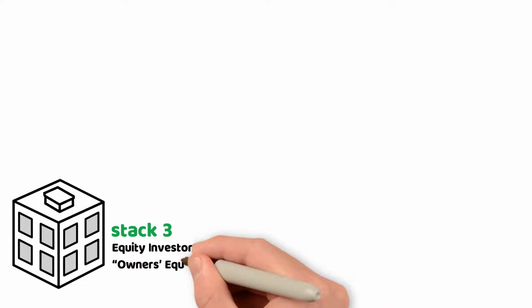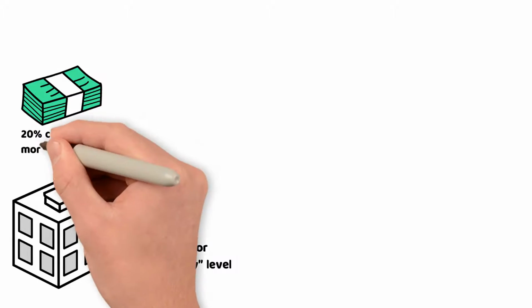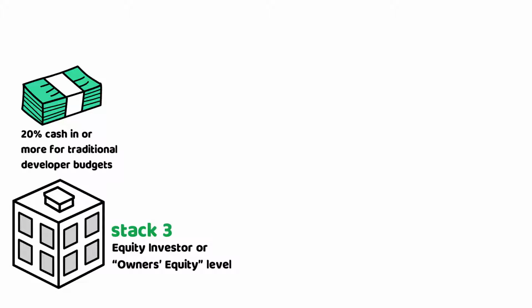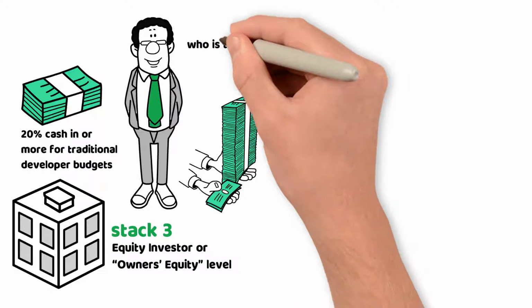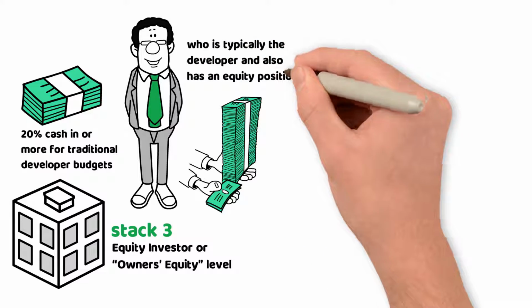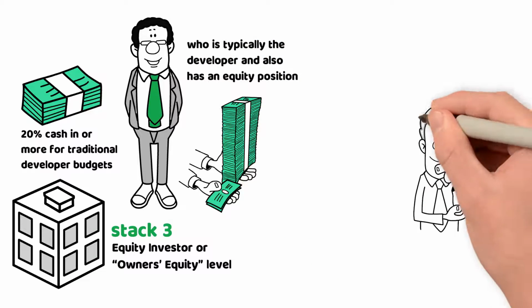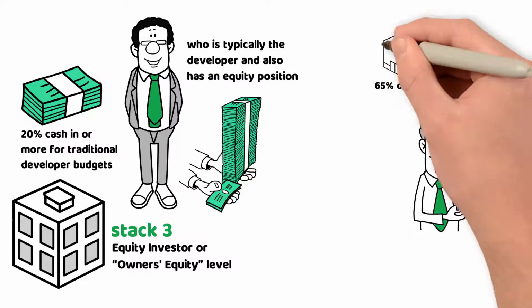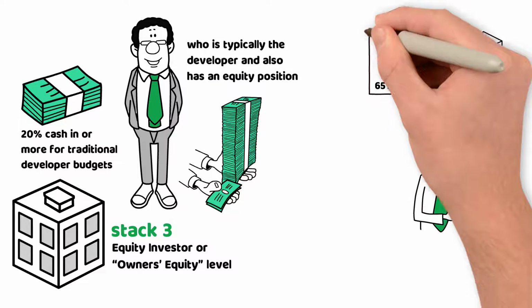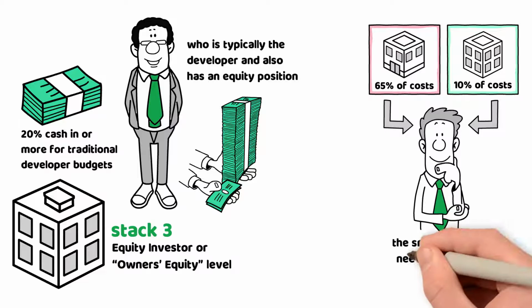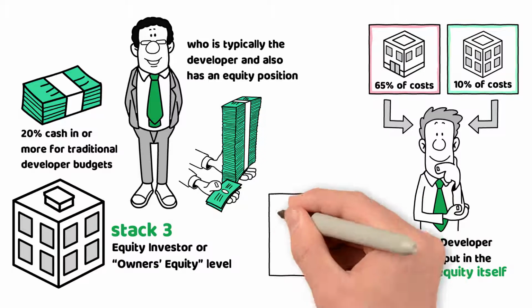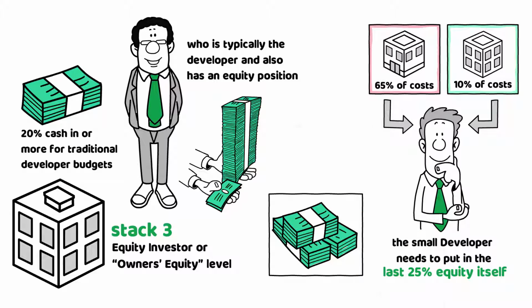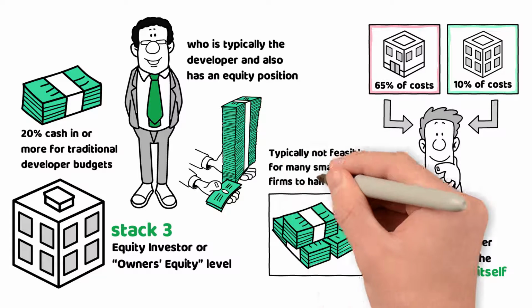The final piece of the capital stack is the equity investor, or owner's equity level, which is normally 20% cash in or more for traditional developer budgets. Almost all real estate investment opportunities are put together by a sponsor who is typically the developer and also has an equity position. Since typical developers have only 65% of costs loaned from the senior lender and 10% of costs from their second mortgage mezzanine lender debt, the small developer needs to put in the last 25% equity itself. 25% owner's equity is quite a bit of cash in on a large project and typically not feasible for many small development firms to handle.